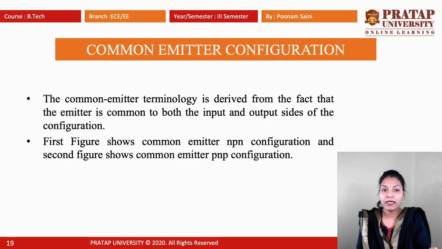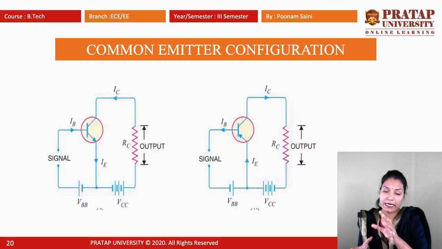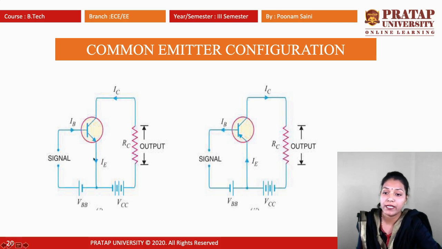Now the next is the common emitter configuration. In the common emitter, the emitter is common at the input and the output, so that's why it is known as common emitter terminology. The first figure shows the NPN configuration and this shows the PNP configuration. In NPN, this emitter is common in input as well as in the output, and in PNP this emitter is also common in the input as well as the output.